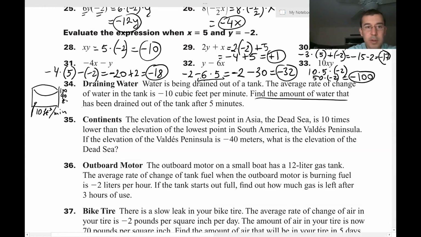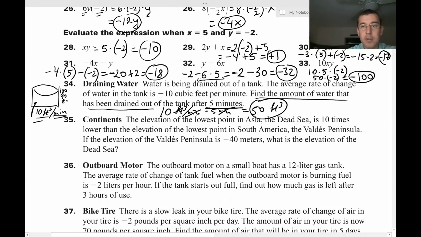Find the amount of water that has been drained out of the tank after 5 minutes. So every minute, 10 feet cubed is drained out. So it's just a matter of multiplying 10 feet cubed over a minute times 5 minutes. Minutes and minutes cancel out, so 5 times 10 is 50 feet cubed. That's the answer for 34.